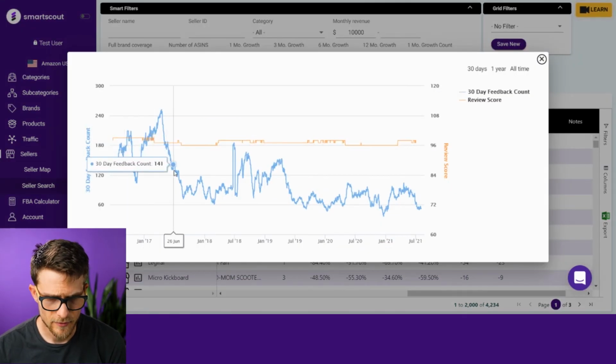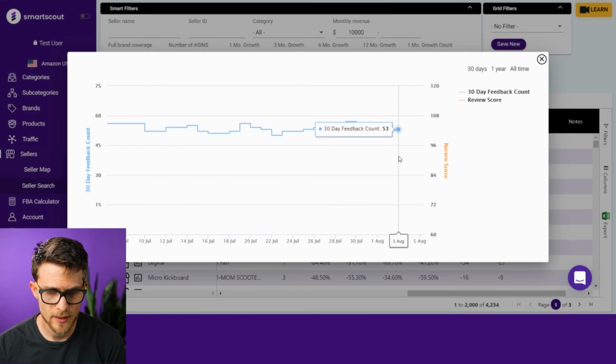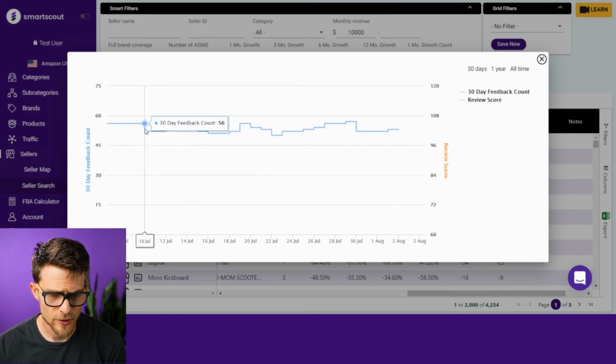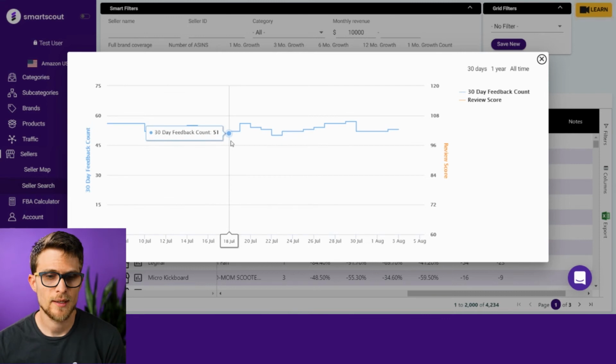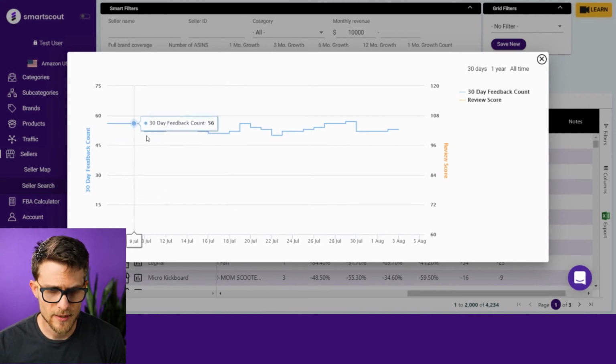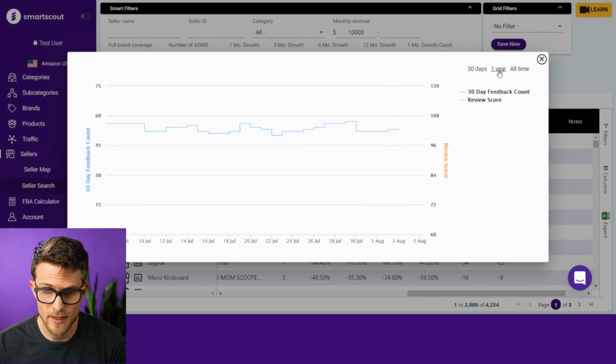And what we have here, we can look at just the past 30 days. This shows the 30-day feedback count. So over the past 30 days, on each of these days, it shows how many reviews they had gotten in the past 30 days. If it's consistent, it means that they are consistently getting the same number of reviews, and that's the key.